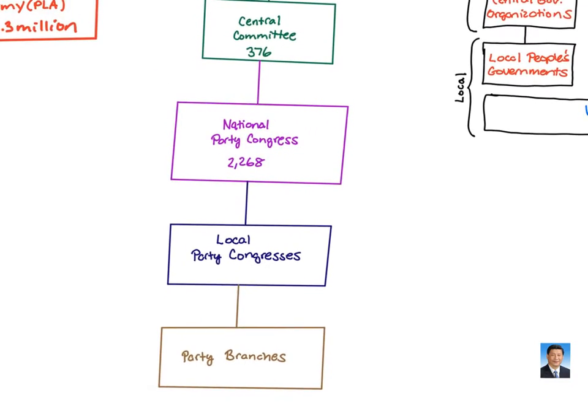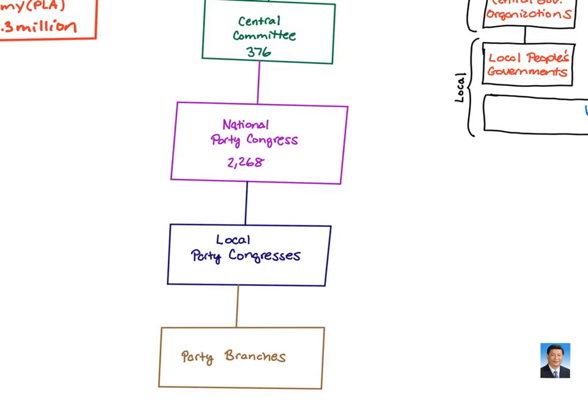Now, beneath the National Party Congress, you have what are called local party congresses. These are congresses that meet far more often than once every 5 years. These are gatherings of top political communist leaders who get together and talk about a variety of policy issues that relate to their specific local area, be it a province or a city or things like that.